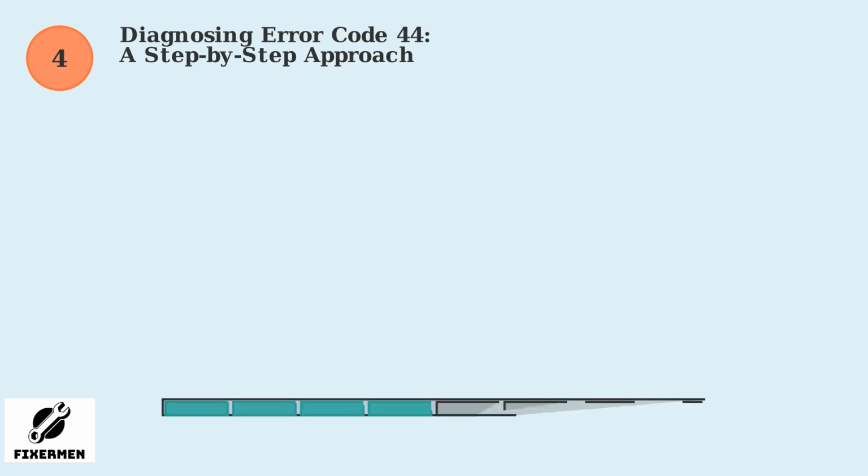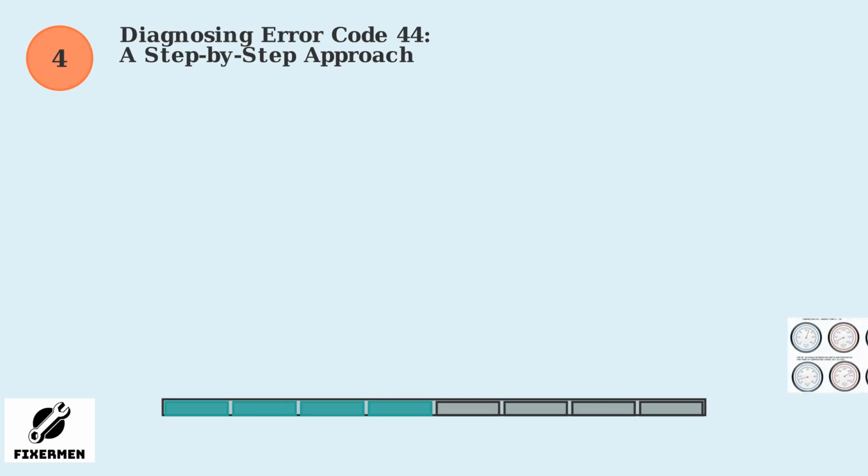Diagnosing Carrier error code 44 requires a systematic approach to identify the root cause safely and accurately. First, perform a visual inspection of the HVAC system. Look for obvious signs of damage such as leaks, corroded coils, damaged hoses, or loose connections that could indicate refrigerant loss. Next, test the low-pressure switch using a multimeter. Check for continuity. The switch should close when refrigerant pressure is within normal operating range, typically above 20-30 psi.